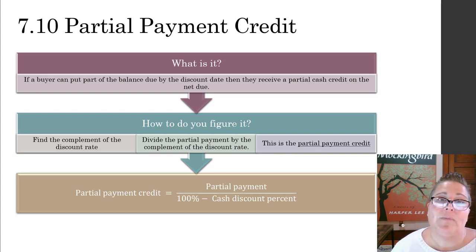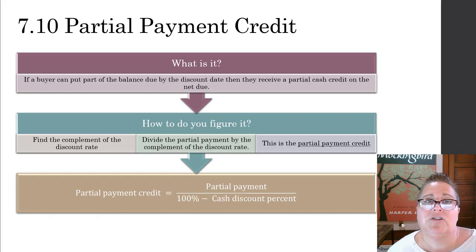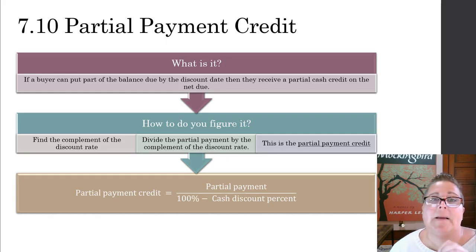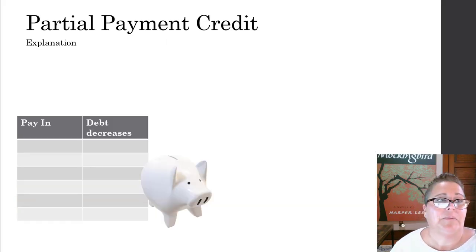It says the partial payment credit, sometimes abbreviated PPC, is equal to the amount of the partial payment divided by 100% minus the cash discount percent. We will put those in as decimals. So once you know what the percent is, you will need to convert it to decimals. Okay? Now, here we have an explanation of that partial payment credit.